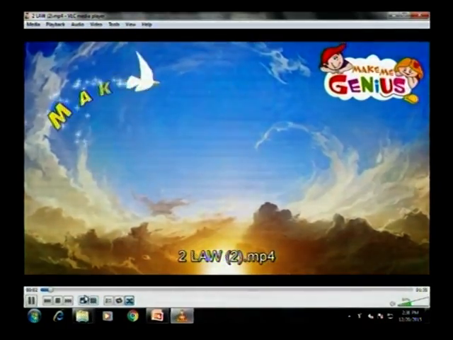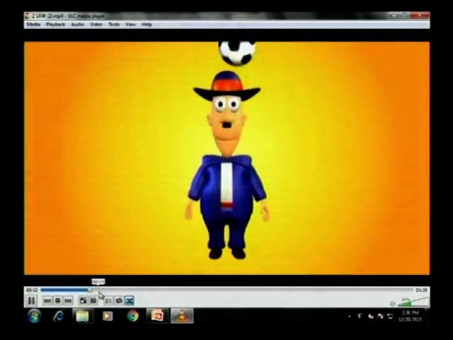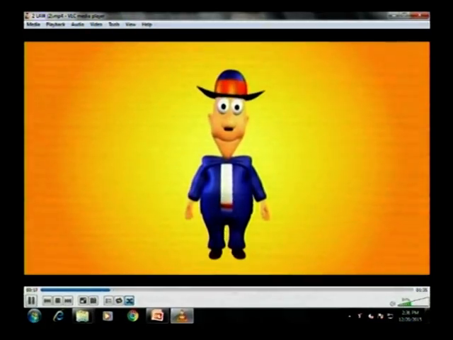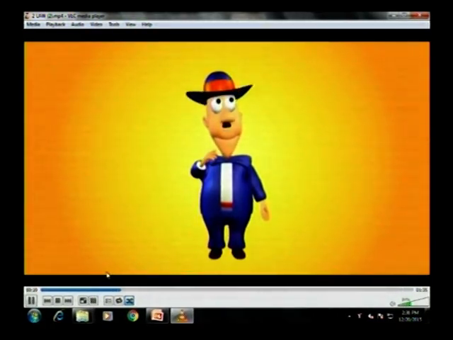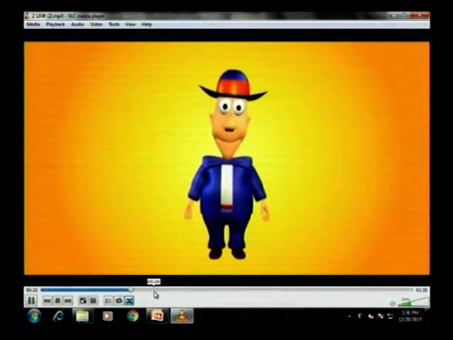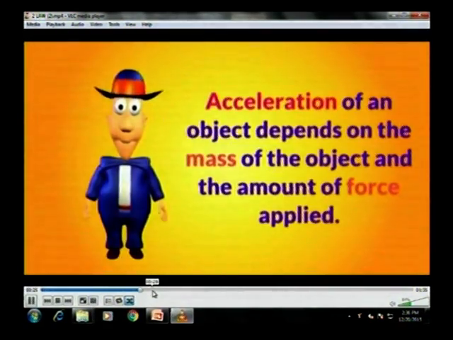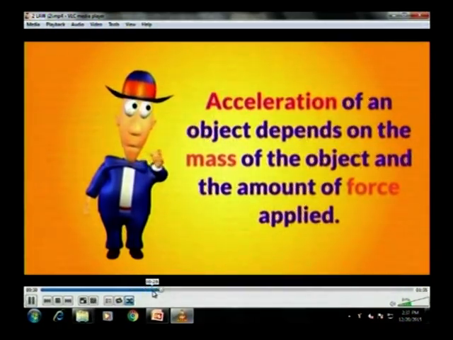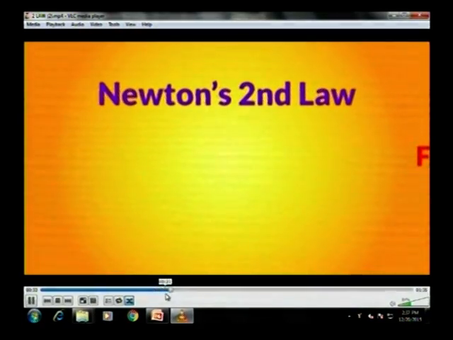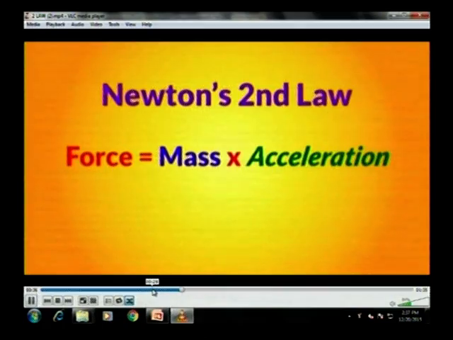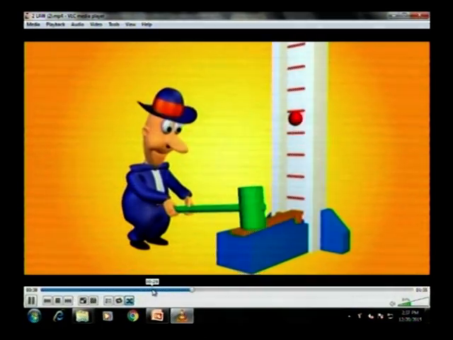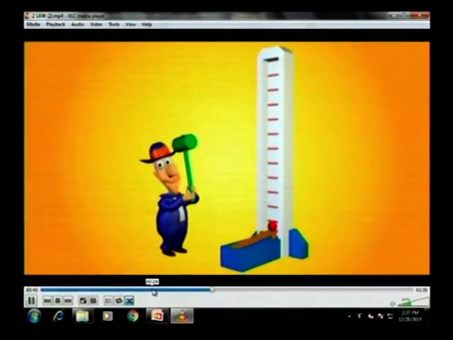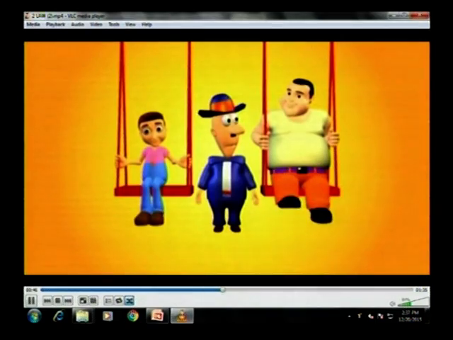See the video here. A person applied some force to the ball and it came into acceleration. Why? The acceleration depends on the mass of the object and the amount of force applied. So friends, in mathematical terms, force is the product of mass and acceleration. See there, when he applied some force, the ball accelerates slowly, but when he applied more force, then the ball accelerates more.